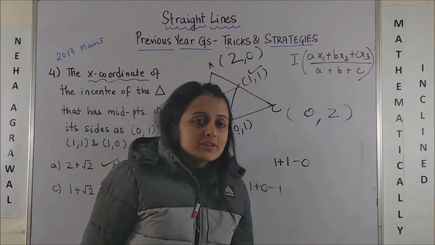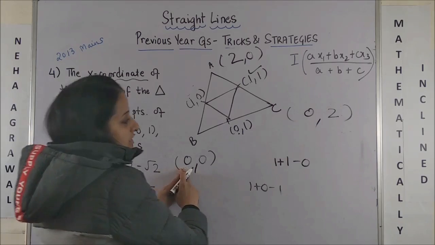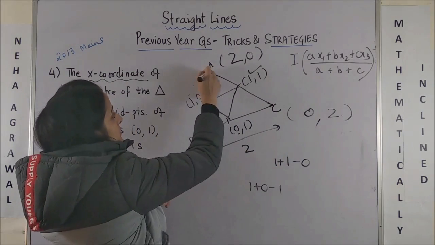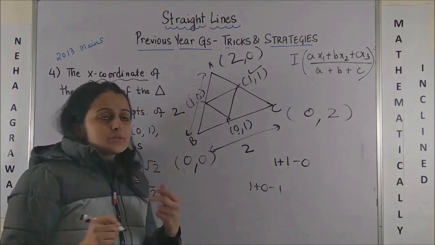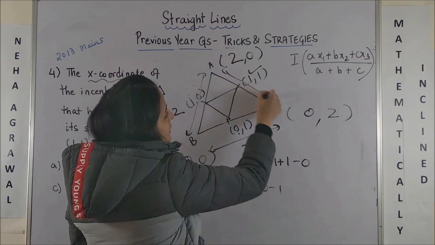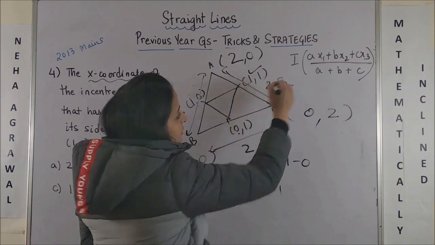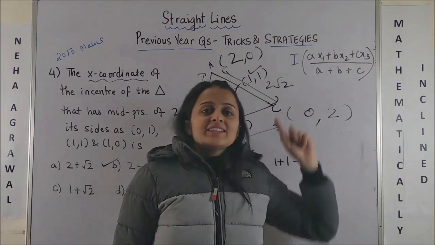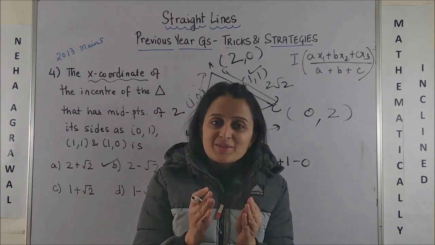The moment you get these vertices, now you know it's 0, 0 to 0, 2, this distance is 2, 0, 0 to 2, 0, this distance is 2, so you certainly know it's going to be a right angle triangle, or you can use the distance formula, this would be 2 root 2, and now repeat the same process and get your incenter's x coordinate.